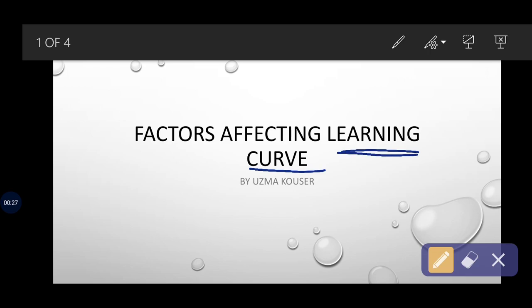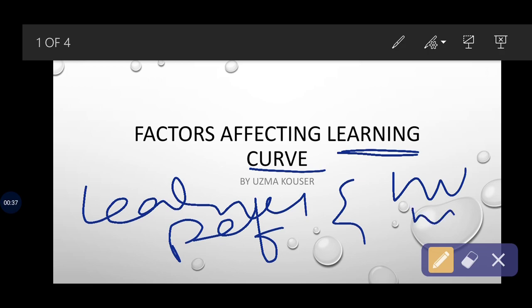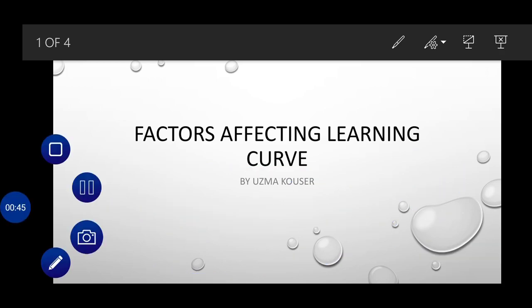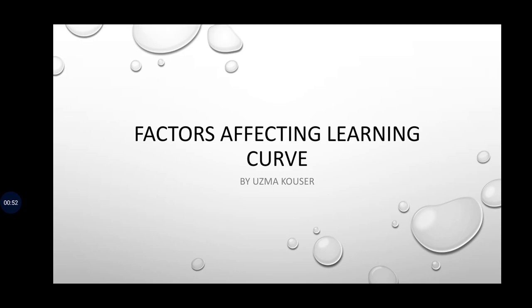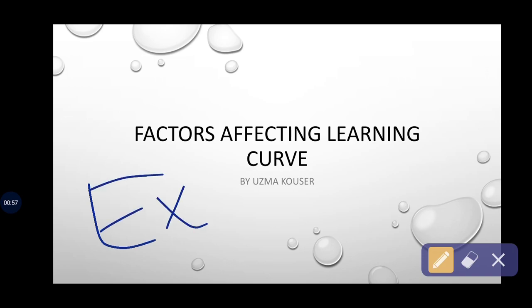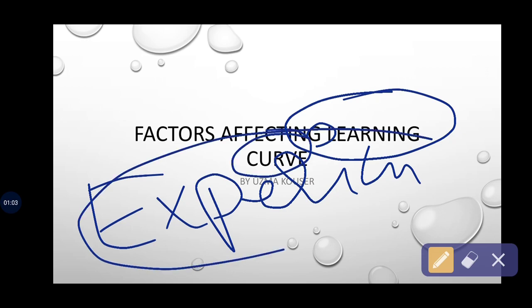So learning curve is the relationship between the learner's performance and number of attempts. His process of learning the activities with the number of attempts is called the learning curve. Now in this video we will discuss what are the factors which will affect the learning curve, and also the meaning of experience curve and the difference between the learning curve and the experience curve.